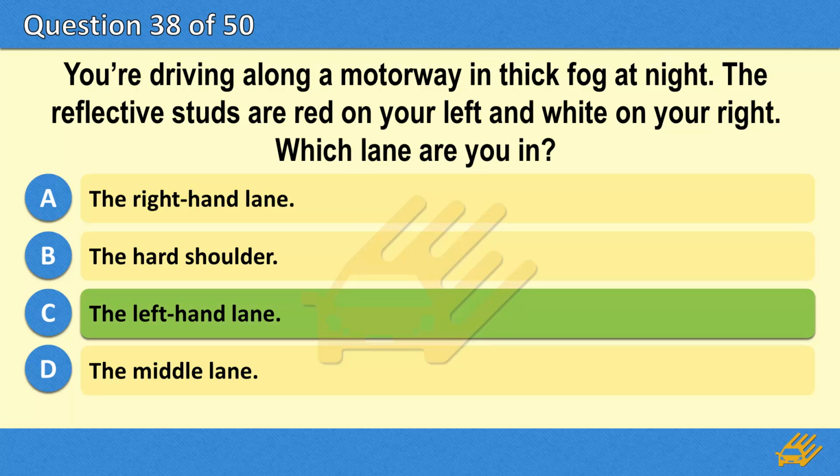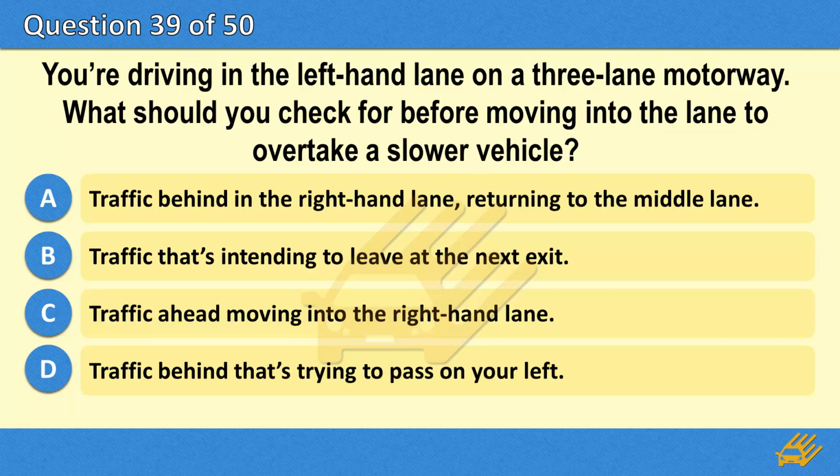The correct answer is C. The left-hand lane. You're driving in the left-hand lane on a 3-lane motorway. What should you check for before moving into the lane to overtake a slower vehicle? A. Traffic behind in the right-hand lane, returning to the middle lane. B. Traffic that's intending to leave at the next exit. C. Traffic ahead moving into the right-hand lane. D. Traffic behind that's trying to pass on your left.